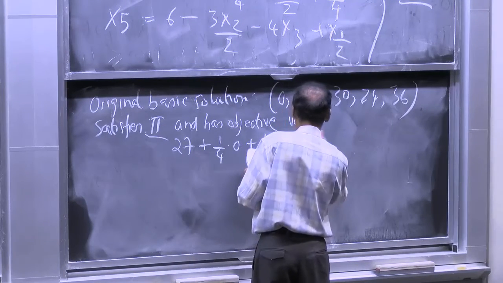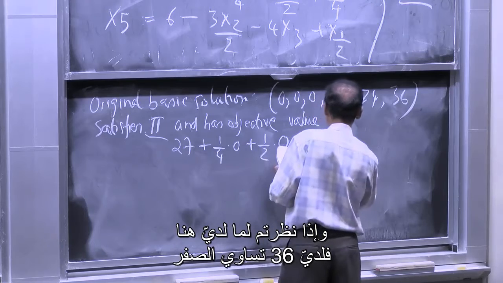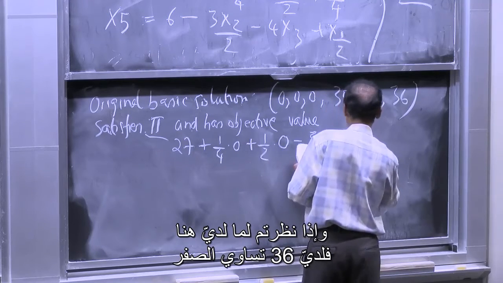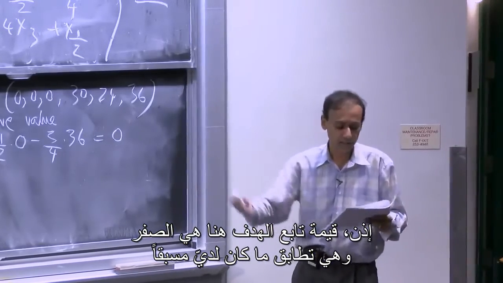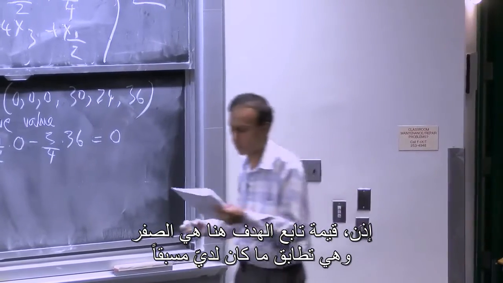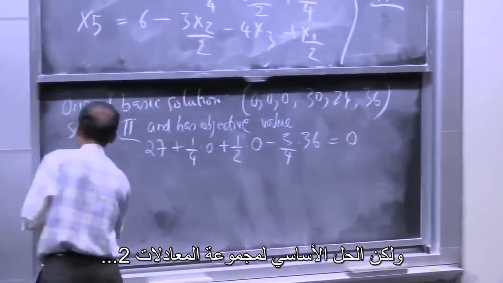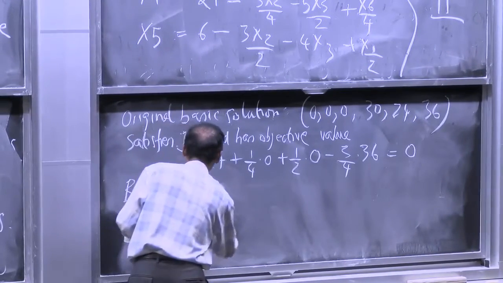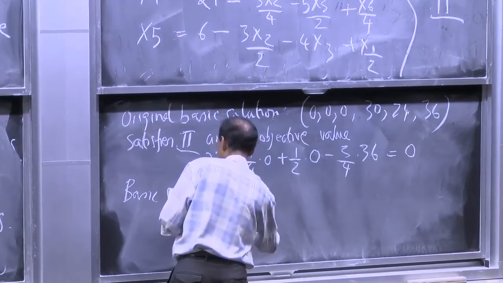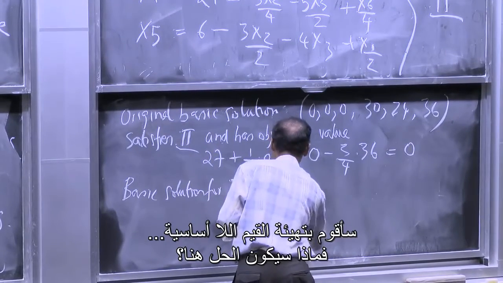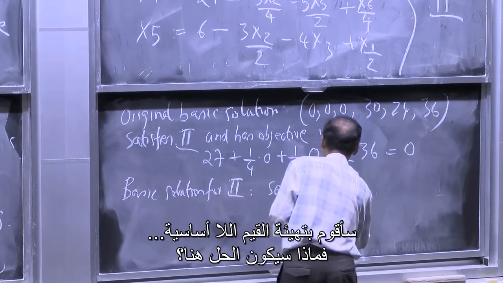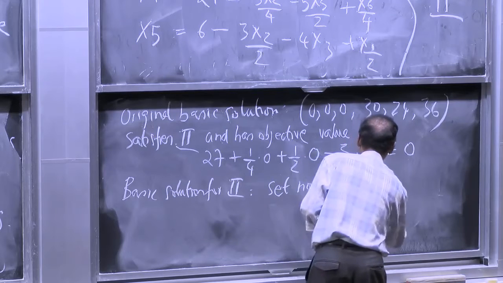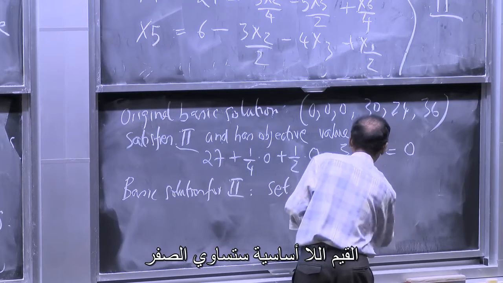But no matter. And if you look at what I have here, I have 36 equals 0. Right? So the objective value here is 0. It matches what you had before. But the basic solution for 2, I'm going to set the non-basic values. So what is the solution here? The non-basic values are 0.